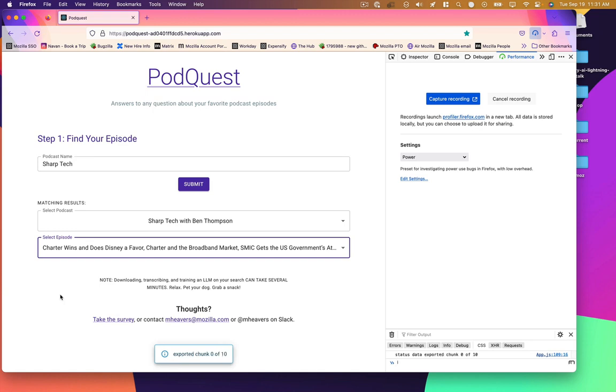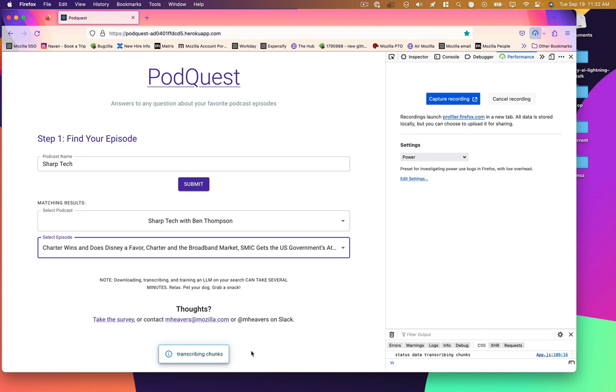Now, in order to transcribe it, Whisper requires files of no more than, I believe, 20 megabytes. So it's splitting the file into chunks. You can see we've got 10 chunks here, and this is going to take a while. So I will fast forward through this.